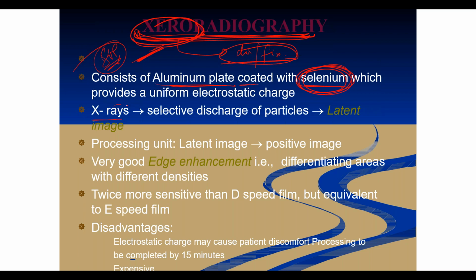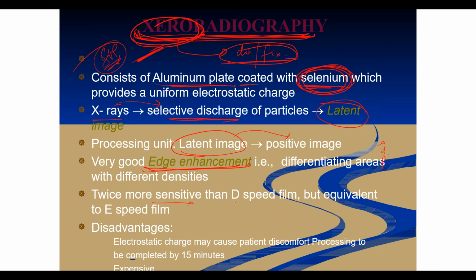Now the X-rays are projected over the tooth surface. Then they are captured by the selenium particles. These selenium particles selectively discharge and the latent image is formed. The processing unit converts the latent image into the positive image. There is good edge enhancement in this technique, so you get a proper differentiation of the areas with different densities. You are actually able to differentiate between the enamel, dentine and pulp.